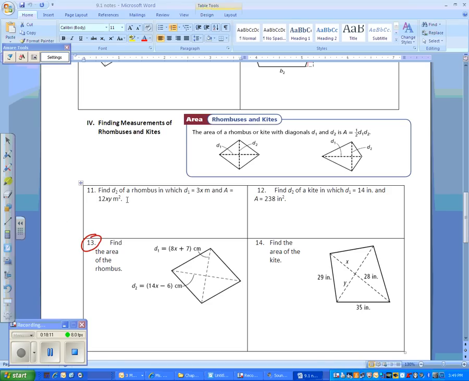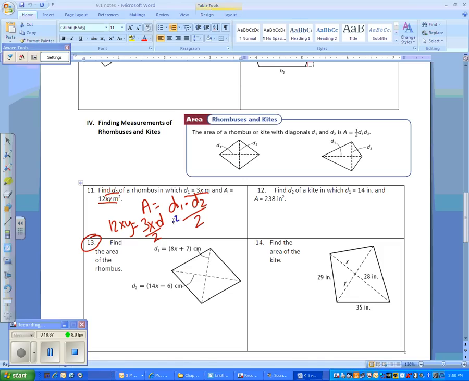But for number 11, it says find the diagonal of a rhombus in which the first diagonal is 3x and the area is 12xy. So we're working backwards in this one, and we know that the formula to find the area is d1 times d2 divided by 2, and you're going to fill in your knowns. So the area is 12xy. We know one diagonal is 3x, another diagonal we don't know, and we have to divide by 2.